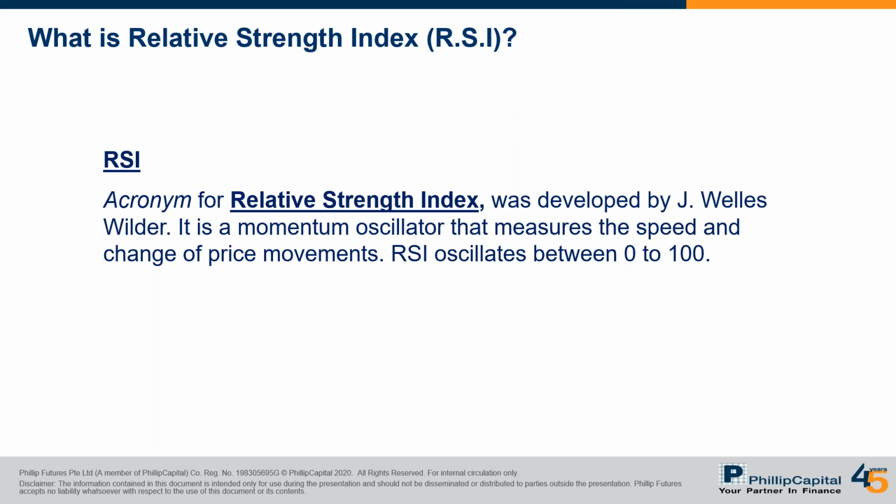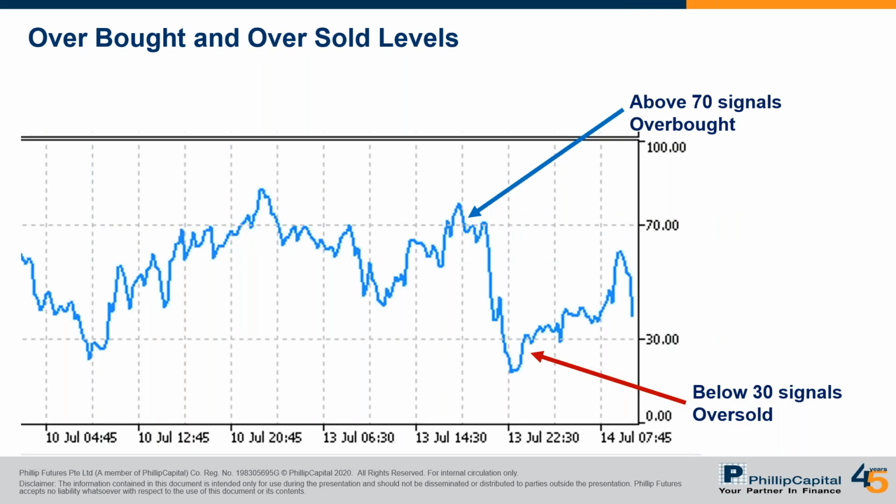Sorry, this is the description for RSI. It's actually a momentum oscillator that measures the speed and change of price movements. See how fast prices are changing. It oscillates between 0 to 100, but normally we will look at the 30% and 70% level. This is how it looks when you zoom in. You can see that there's a 30 and 70 level.